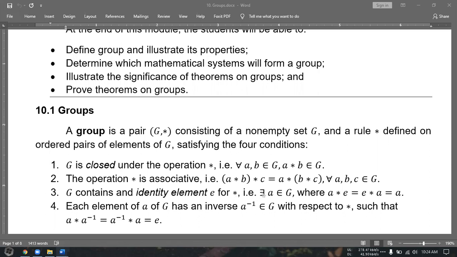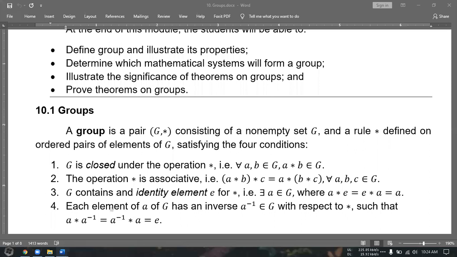The symbol is there exists. There exists an element A, which is element of G, where A times the identity element, or identity element star pala, star A should give us the same element. Okay, that is the definition of identity element.